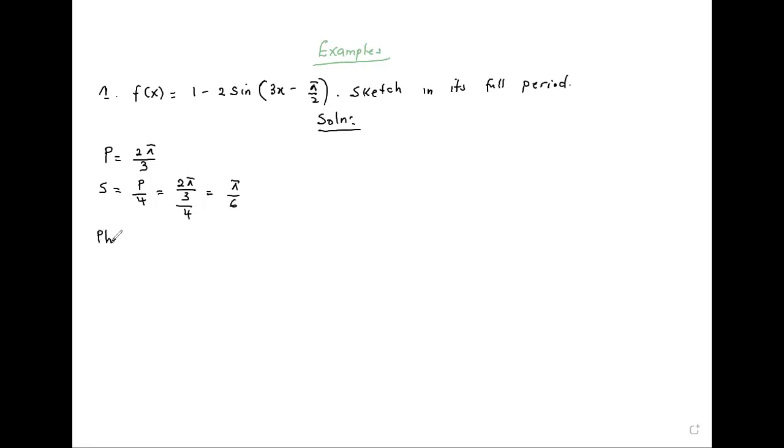Then the first shift: we get 3x minus pi over 2 is equal to 0, giving us x is equal to pi over 6. Then we sketch.